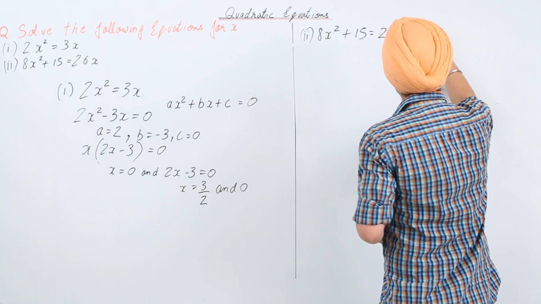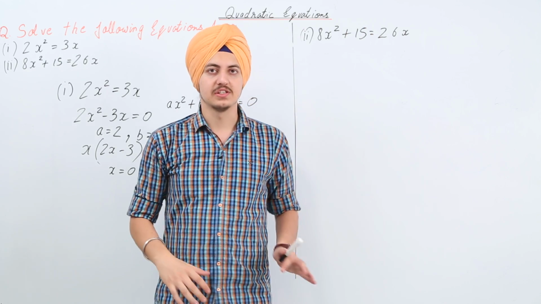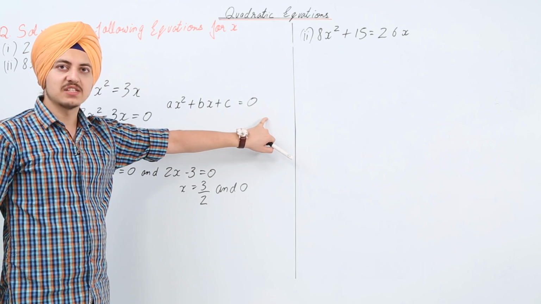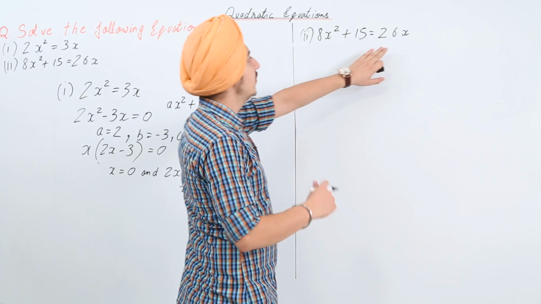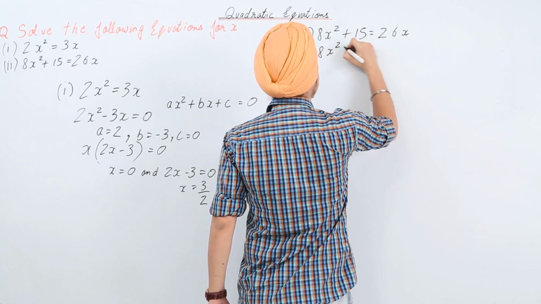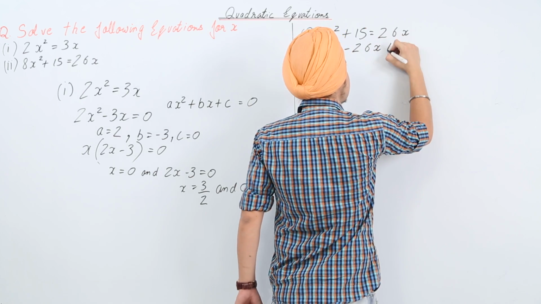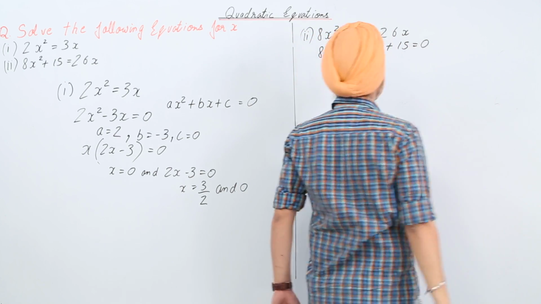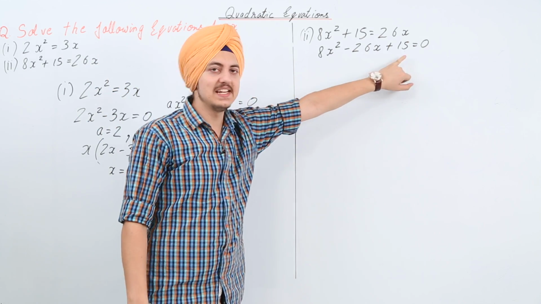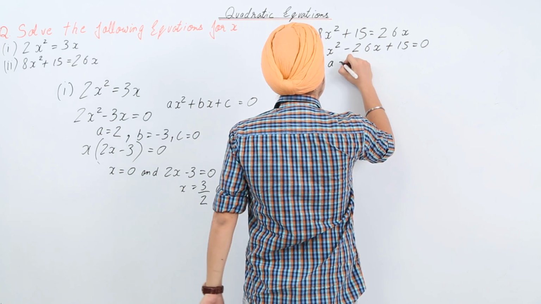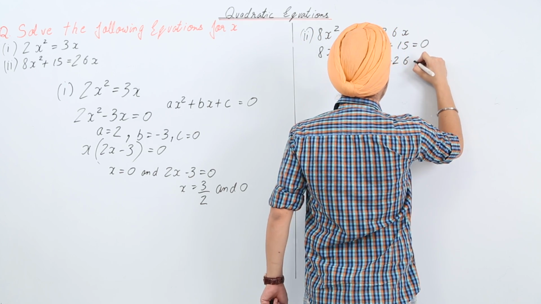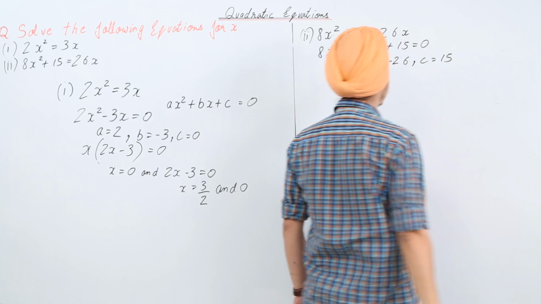The second question says 8x square plus 15 is equal to 26x. Now how do we go about this question? We have to again bring this equation into the form ax square plus bx plus c equal to 0. So we bring this to this side. We write this as 8x square minus 26x plus 15 equal to 0. So here a is equal to 8, b is equal to minus 26, and c is equal to 15.